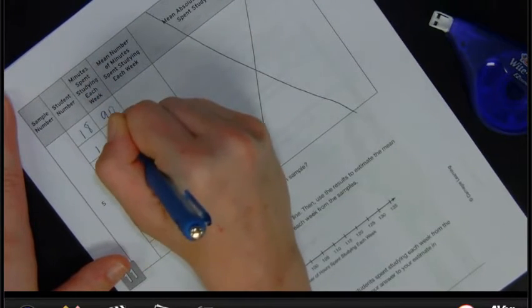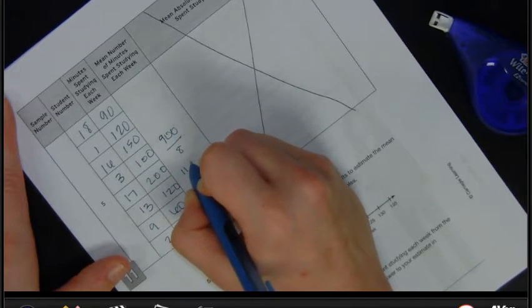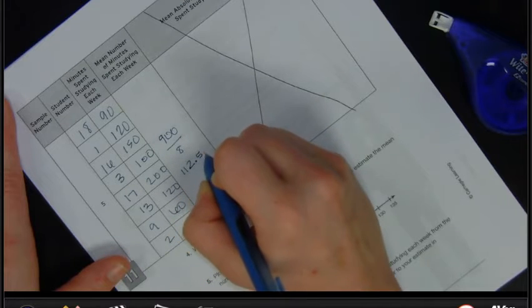And then one more sample. We have number 18 at 90, number 1 again at 120, 16 at 150, 3 at 100, 17 at 200, 13 at 120, 9 at 60, and then 2 at 60, which our mean average here is 900 over 8, which is roughly 112.5 minutes. Okay, 112.5 minutes.